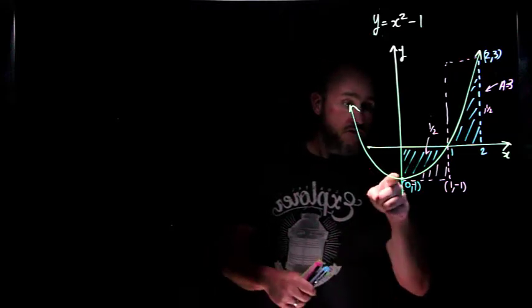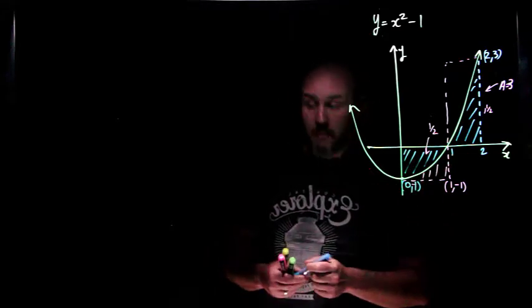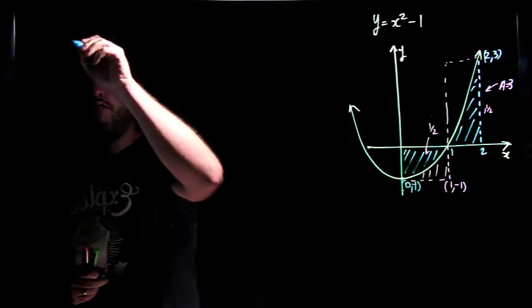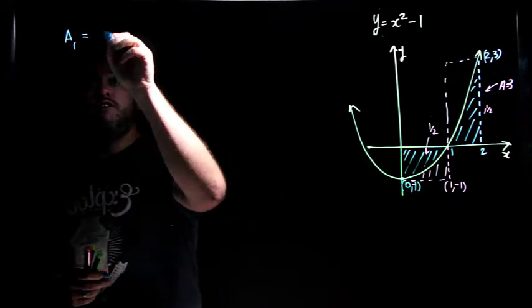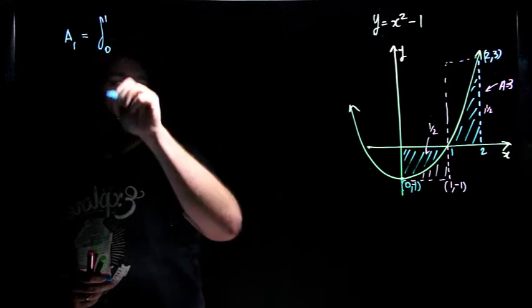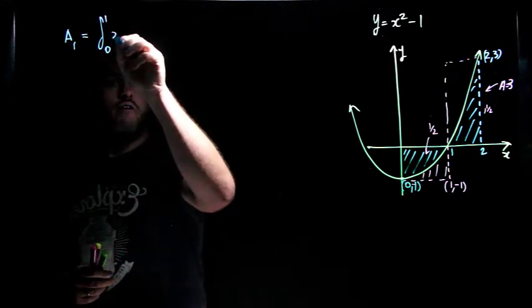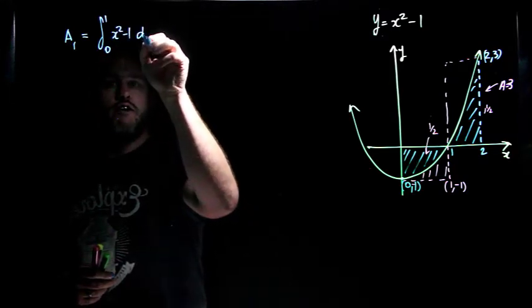Wham! So, 0 to 1, 1 to 2 are our boundaries. So what I'm going to do is say that the area, or area 1, which is the one below here, is equal to the integral between 1 and 0 of the function x squared minus 1 dx.